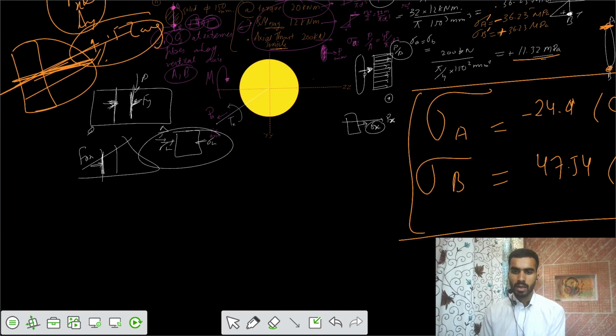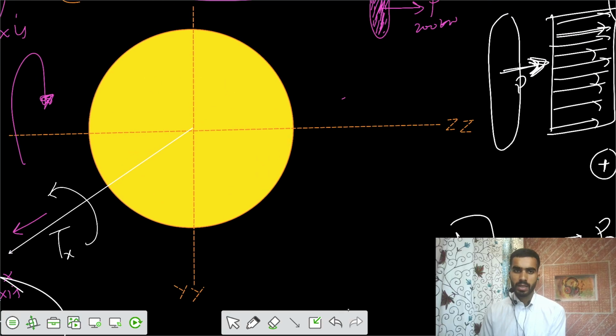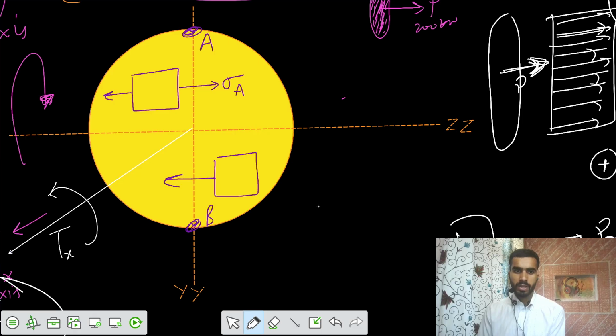So final value, if you now plot those elements, I would say this is some point A, there is some point B. For the point A, I would write that stress element in this way: there is some sigma x of sigma A, and for B we have some value of sigma B, and we have some shear stress of tau because of torsion, and same value we have for the A also, tau because of torsion.